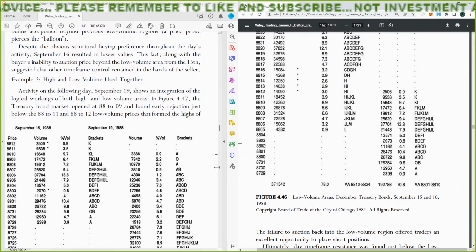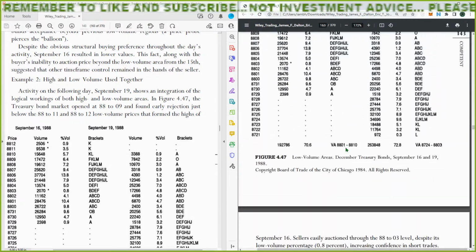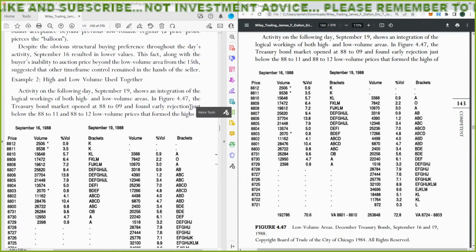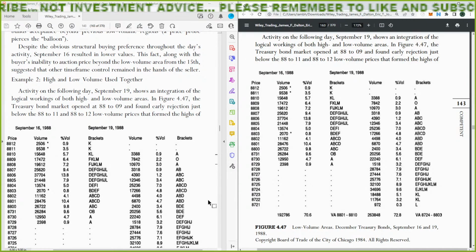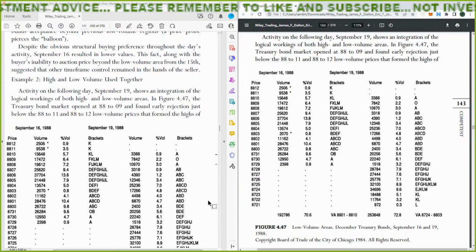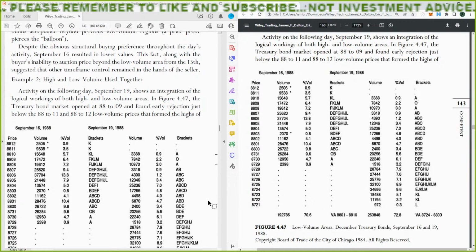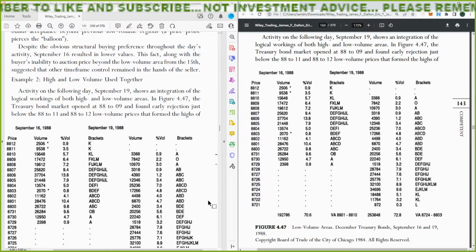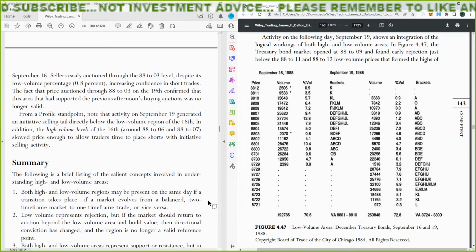Example 2. High and low volume used together. Activity on the following day, September 19th, shows an integration of the logical workings of both high and low volume areas. In figure 4.47, the Treasury bond market opened at 88 to 09 and found early rejection just below the 88 to 11 and 88 to 12 low volume prices that formed on the highs of September 16th.